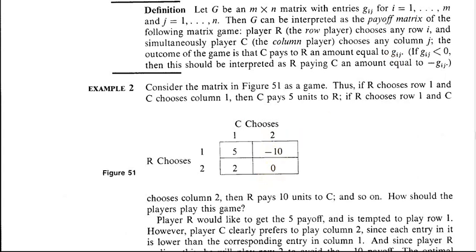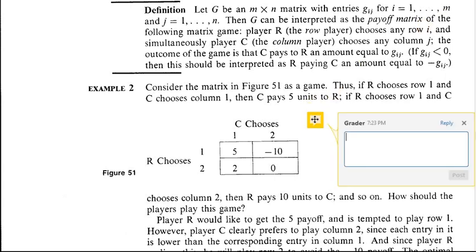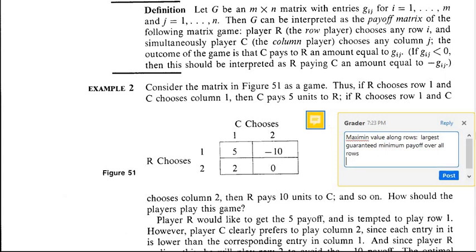Okay, so let me just explain that. The maximin value along rows is the largest guaranteed minimum payoff over all rows. And the minimax value along columns is the smallest guaranteed maximum payoff over all columns.